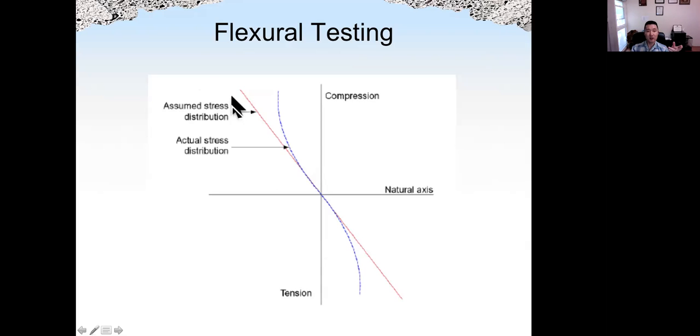And here shows the assumed stress distribution, which is when we assume concrete is a pure elastic material. The blue line is actual stress distribution. Okay. As we can see, because the concrete is not a pure elastic material, the actual peak stress level will be lower compared to assuming the concrete is a pure elastic material, the red line.